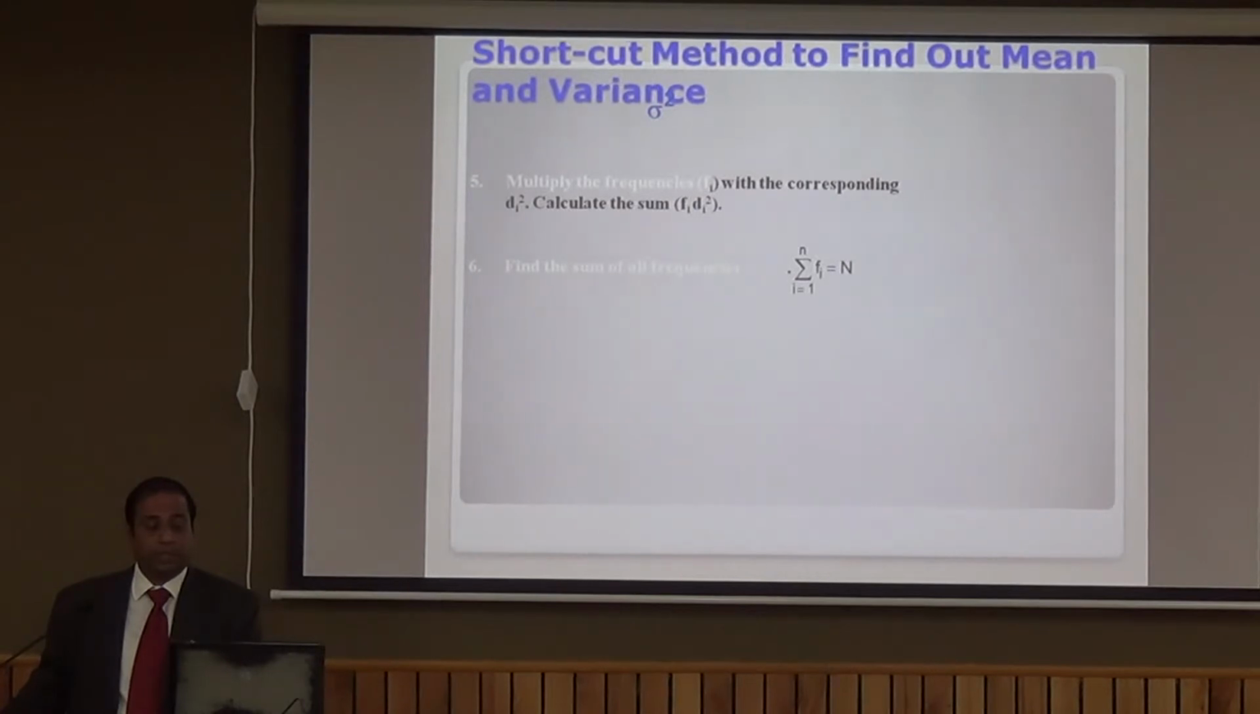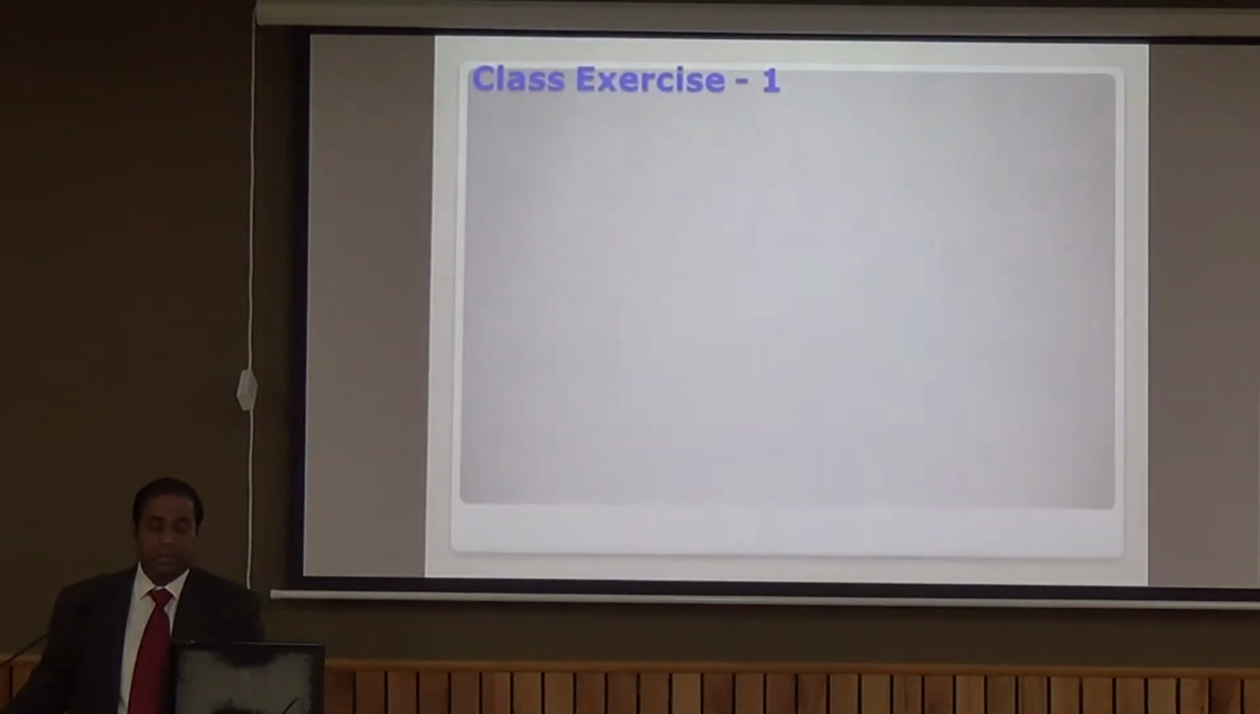Then find the sum of all the frequencies, that is capital N, and then we use the formula to calculate the variance, that is summation of fi into di square upon capital N minus summation of fi di upon capital N whole square. That is the formula to calculate the variance of this distribution.